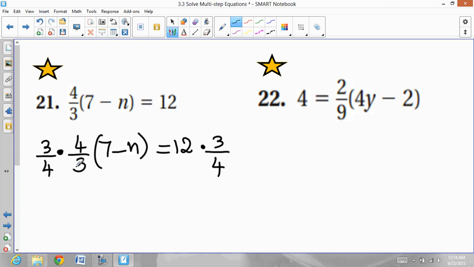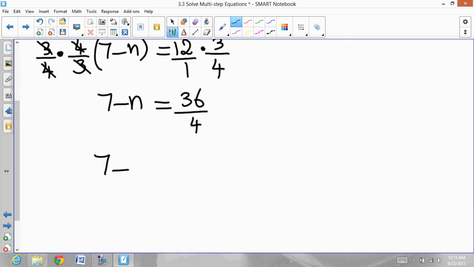Now the 3 on the top and 3 on the bottom both look friendly enough. 3 and 3 can both be divided by 3. 3 divided by 3 gives you a 1, so I'm going to cancel this and cancel this. 4 divided by 4 also gives you a 1, so I cancel this and this. All I'm left with is 7 minus n on the left side. Now, this looks like a fraction, so I'm going to make it look like a fraction by sticking a 1 on the bottom. 12 times 3 is 36. 1 times 4 is 4. So now on the left side, 7 minus n, and 36 divided by 4 gives you a 9.